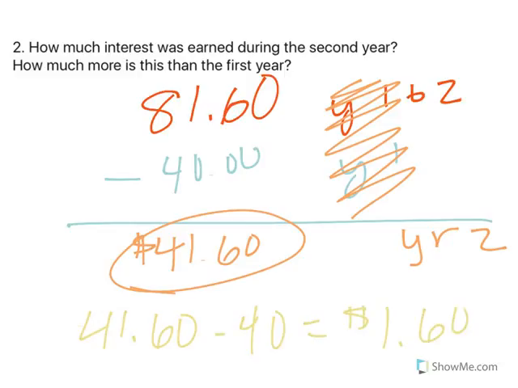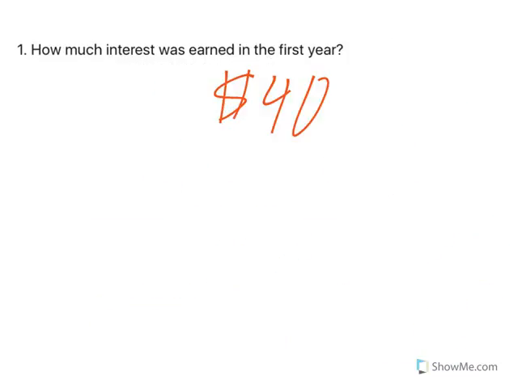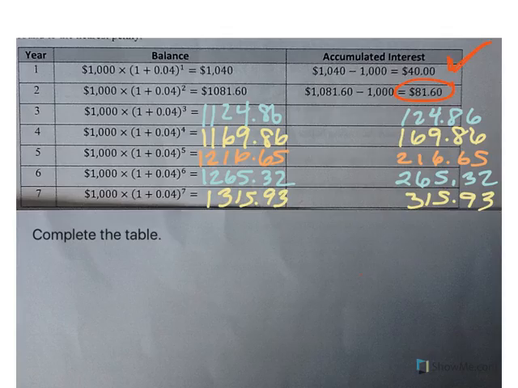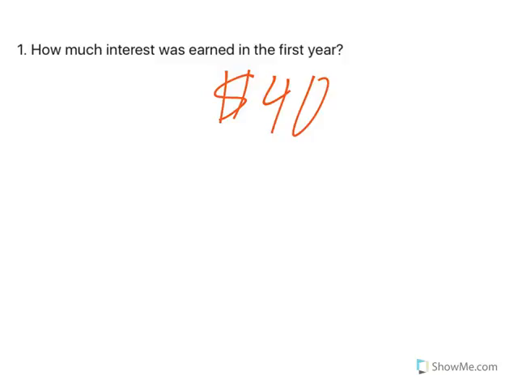I earned $1.60 more. And I earned that more because, let me go back to the table, after the first year when they put the interest in, my balance is now $1,040. So in year 2, when the interest is calculated, it's calculated off of this new balance. So because my balance is higher, I'm going to earn more. The higher your balance, the more interest you're going to earn. And that happens year after year after year.